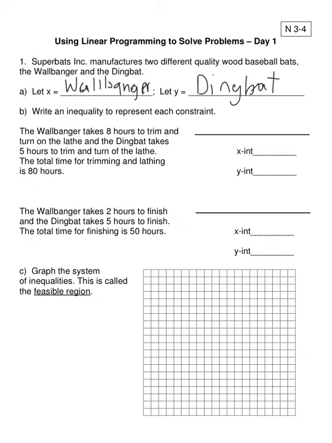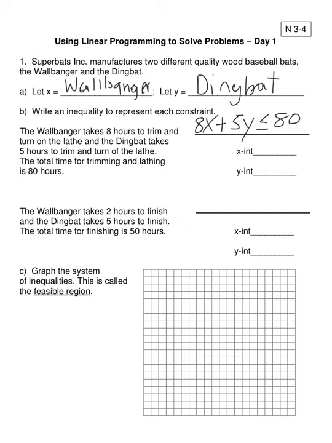So it's 8 hours for every wall banger bat, which is our X's, plus 5 hours for every dingbat, which is our Y's. Together, the total time for trimming and lathing is no more than 80 hours. So that would be less than or equal to 80. Now, in order for me to graph that equation, I need an X and a Y intercept. I could put it in Y equals form, do my slope, Y intercept, but that would be too much work on the front end.